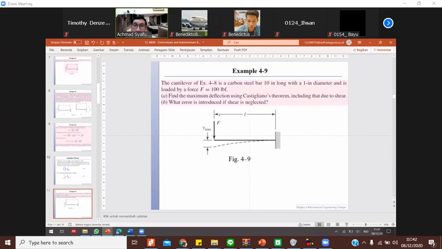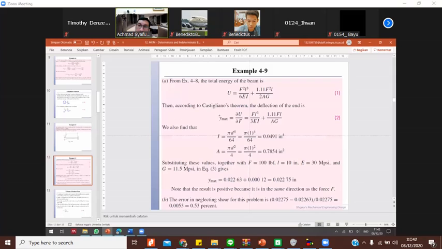This is the simple example. One overhanging beam with one concentrated force. The length is L. Find the maximum deflection, or y max, using Castigliano.